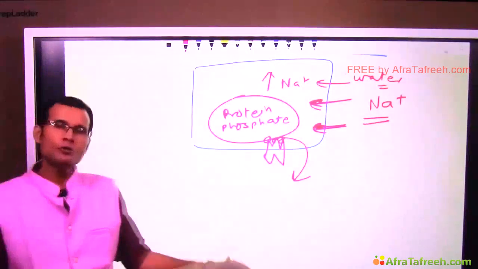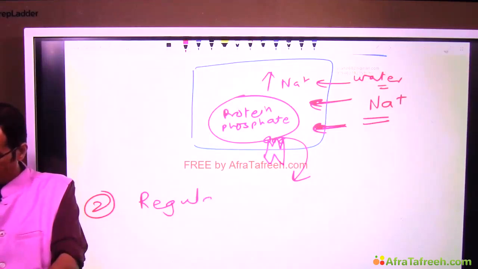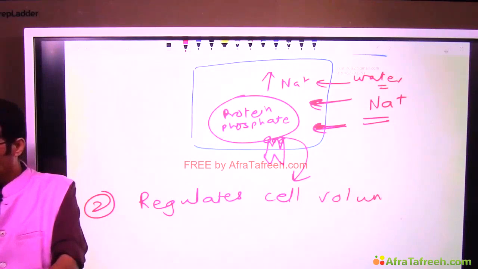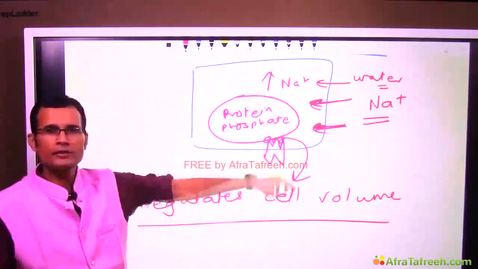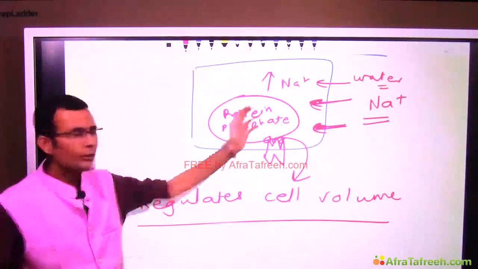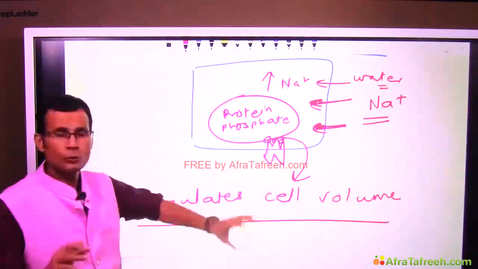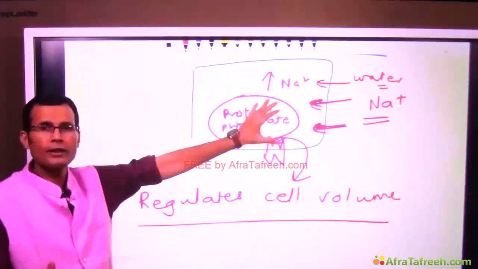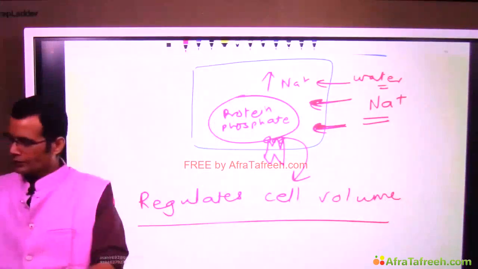The second function is a fallout of the first one. It regulates the cell volume. The sodium potassium pump regulates the cell volume. By keeping the sodium low inside the cell, by throwing the sodium out, cell volume is regulated, because if the sodium stays more inside the cell, water will come in and cell volume will increase. That's another function.